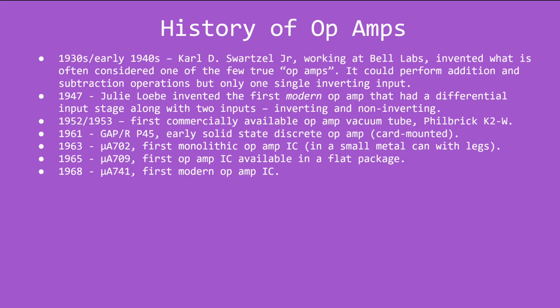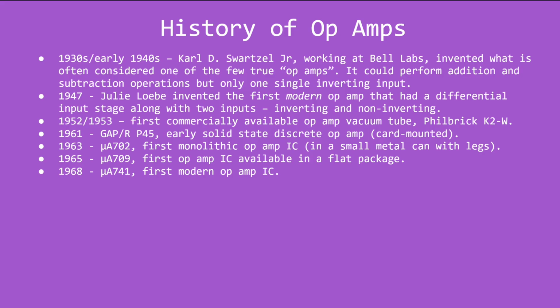Now, the history of the op amp is a lot more recent compared to some of the other components we've talked about. The history of it began in the 1930s as development began on trying to find electronic methods for solving mathematical equations, with scientists such as Carl D. Schwarzschild Jr. being considered the inventor of one of the first true op amps. It could perform addition and subtraction, although it only had a single inverting input.